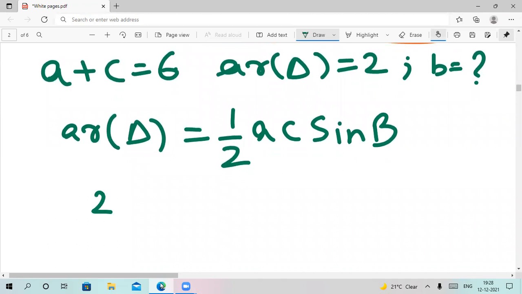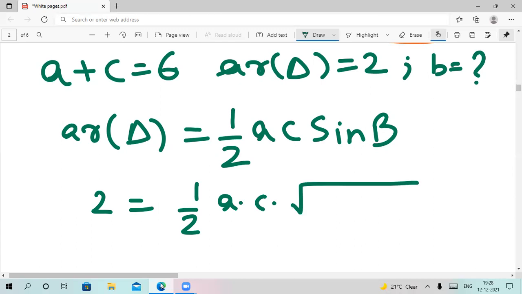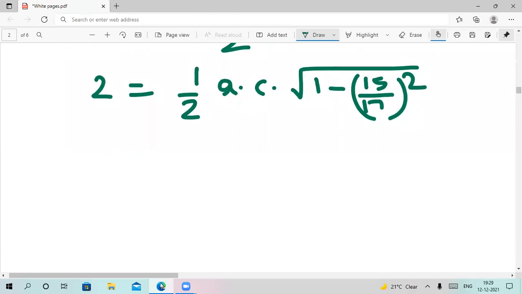The area of the triangle is equal to 2. It is half times A times C times the square root of 1 minus cos square B, or 1 minus (15 divided by 17) whole square. So moving ahead, it is going to be 4, which is equal to AC divided by 17. Then under the square root, we have 17 square minus 15 square, into 17 plus 15. So 17 plus 15 is 32, 32 into 2 is 64, so it will simply be 8.